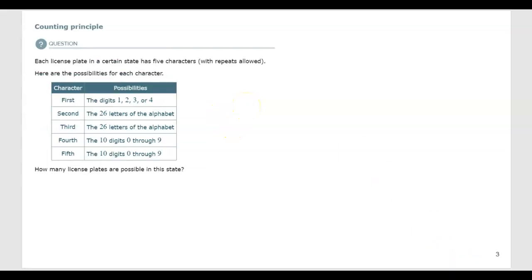This says each license plate in a certain state has 5 characteristics with repeating allowed. Here's what can go in each spot. So I'm going to think of this: I have 5 events, spot 1, spot 2, spot 3, spot 4, spot 5. This is the 5 spots that make up a license plate. I want you to think, pause the screen, and put how many options you think go in each spot. So how many options do I have for the first spot, second spot, third spot, fourth spot, and fifth spot? Go ahead and pause your screen and fill those in.